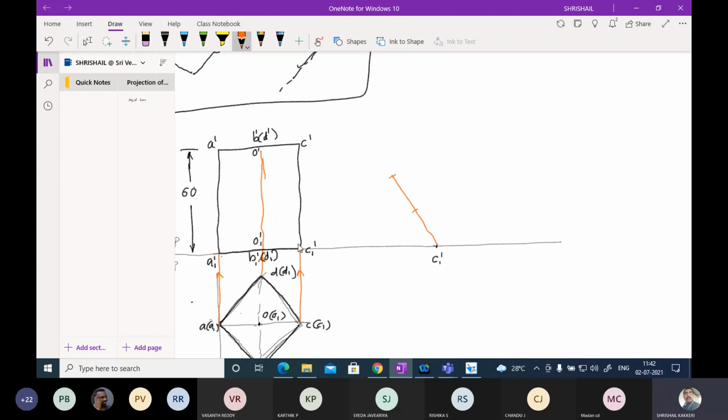Now take this length by your compass and mark here. And from the other side also you are going to mark it. You will get this point, and this will be the axis line. Similarly, you take this length. Once again, I'll explain it. Mark here, take this length by your compass and mark here. We'll get this point.